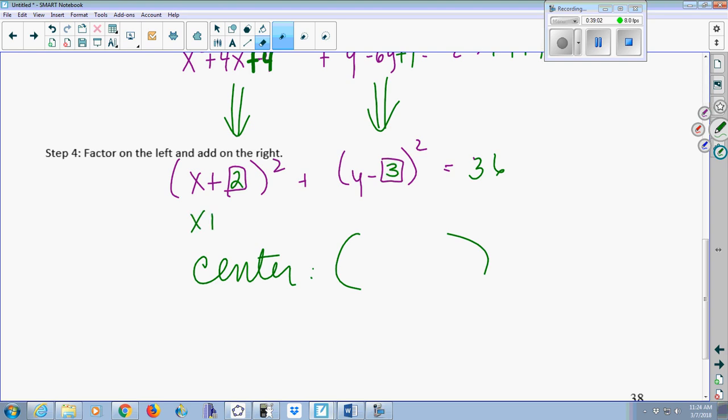Remember, x plus 2 is equal to x minus h. So for negative 2, it's negative 2 comma 3, and the radius is 6. So that original quadratic equation with two variables was an equation with a center at negative 2, 3, and a radius of 6.